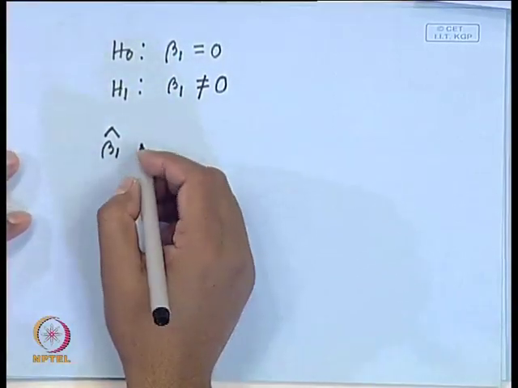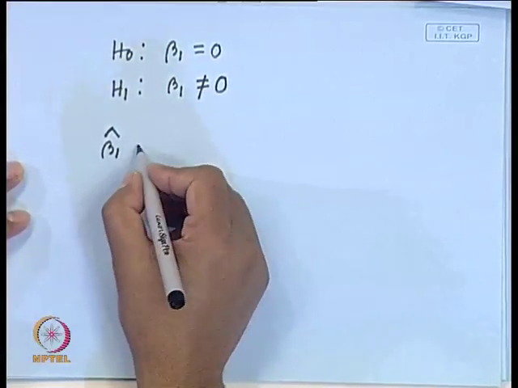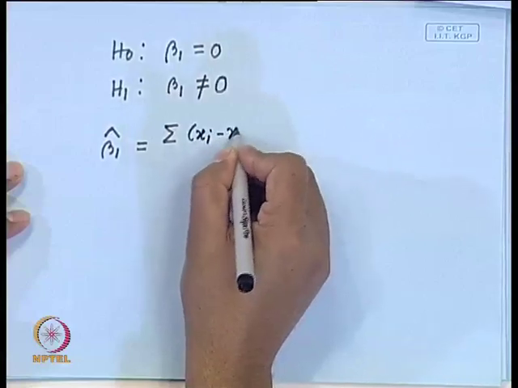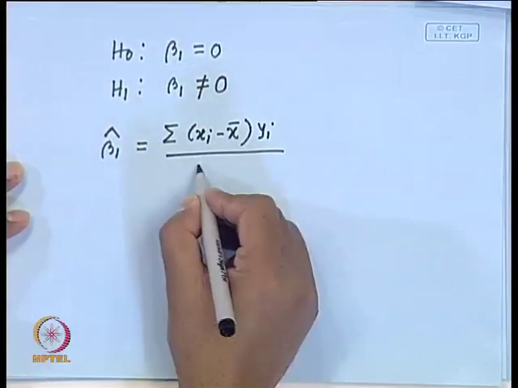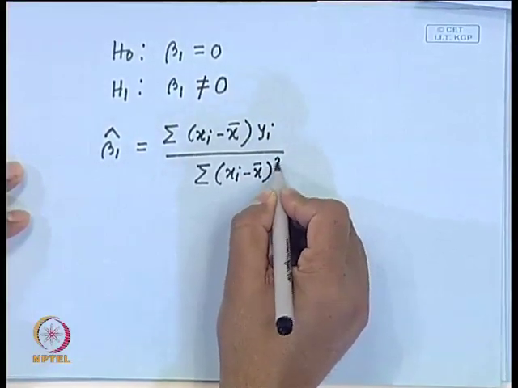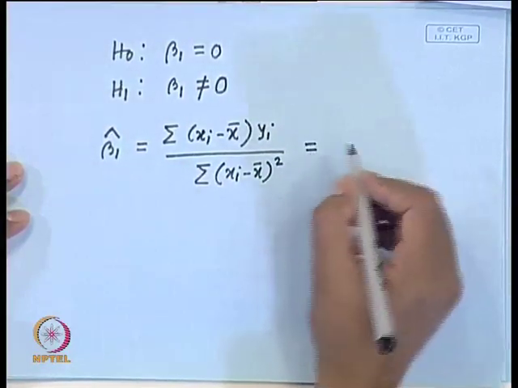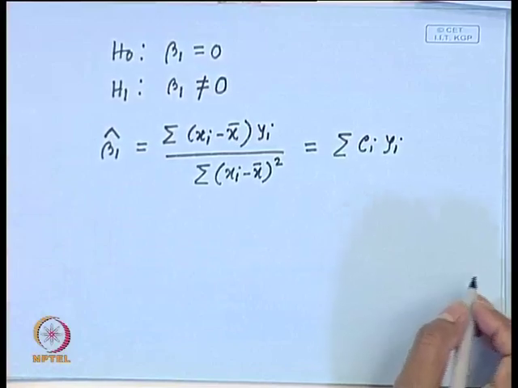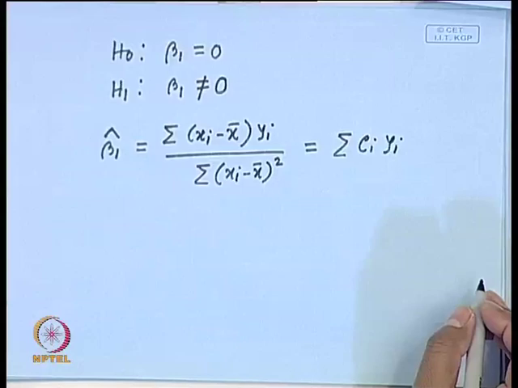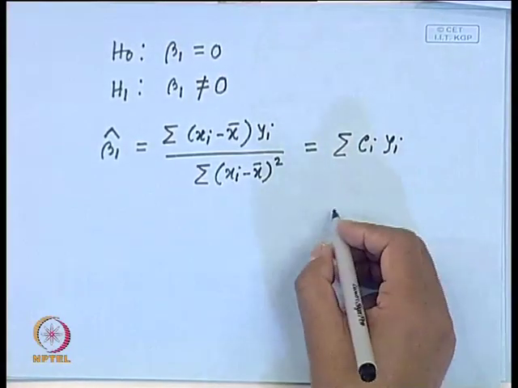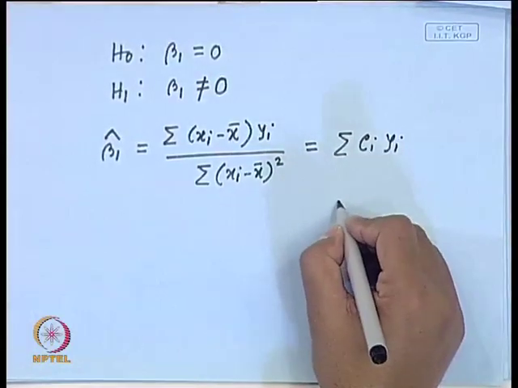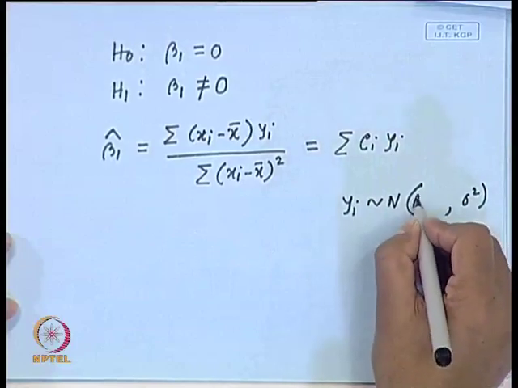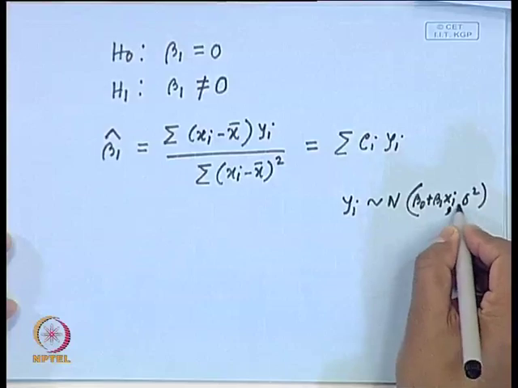Okay. And before we have proved that beta 1 hat is equal to summation x i minus x bar into y i by summation x i minus x bar whole square, which can be written as summation c i y i. That means beta 1 hat is a linear combination of the observations y i, and we know that y i follows normal distribution with mean beta naught plus beta 1 x i and variance sigma square.